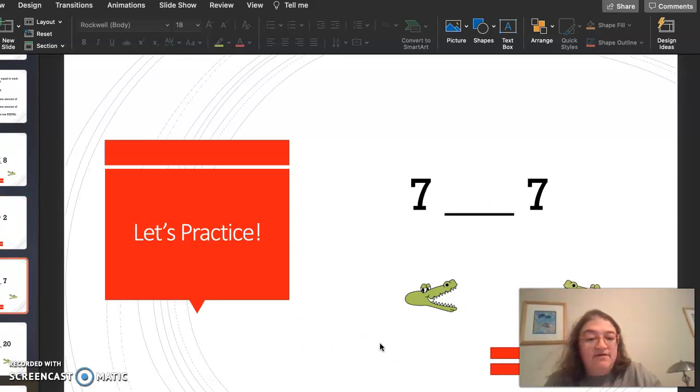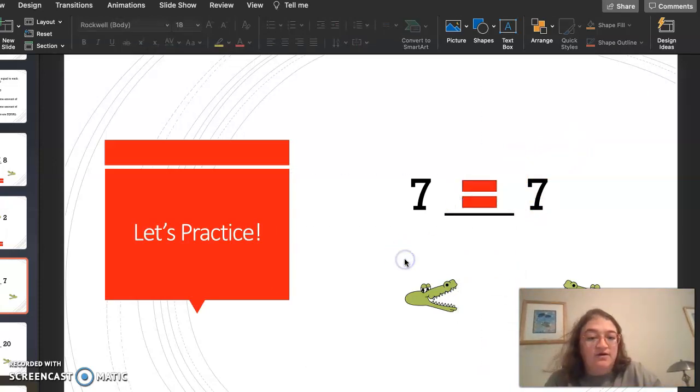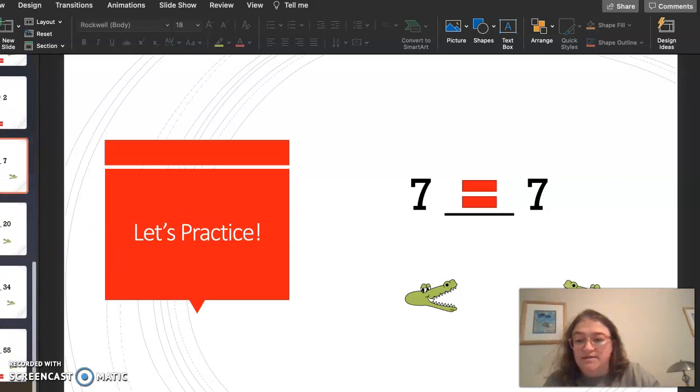Okay, 7 and 7. Do we have any tens here? No. How many ones do we have on each side? 7 ones, 7 ones. These numbers are the same. They are equal to. Good job, guys.